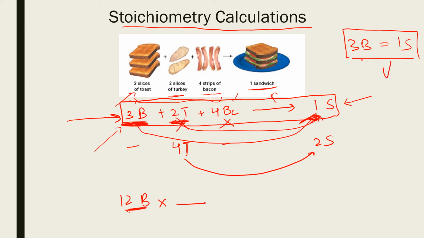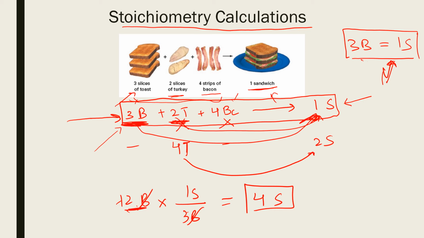So I can use this as a conversion factor, right? It would be 3 bread down here and 1 sandwich here. So it will cancel, and 12 divided by 3 gives me 4 sandwiches. So from 12 breads, I can technically get 4 sandwiches, provided I have enough turkey and enough bacon. And this is the meaning of stoichiometric calculation.